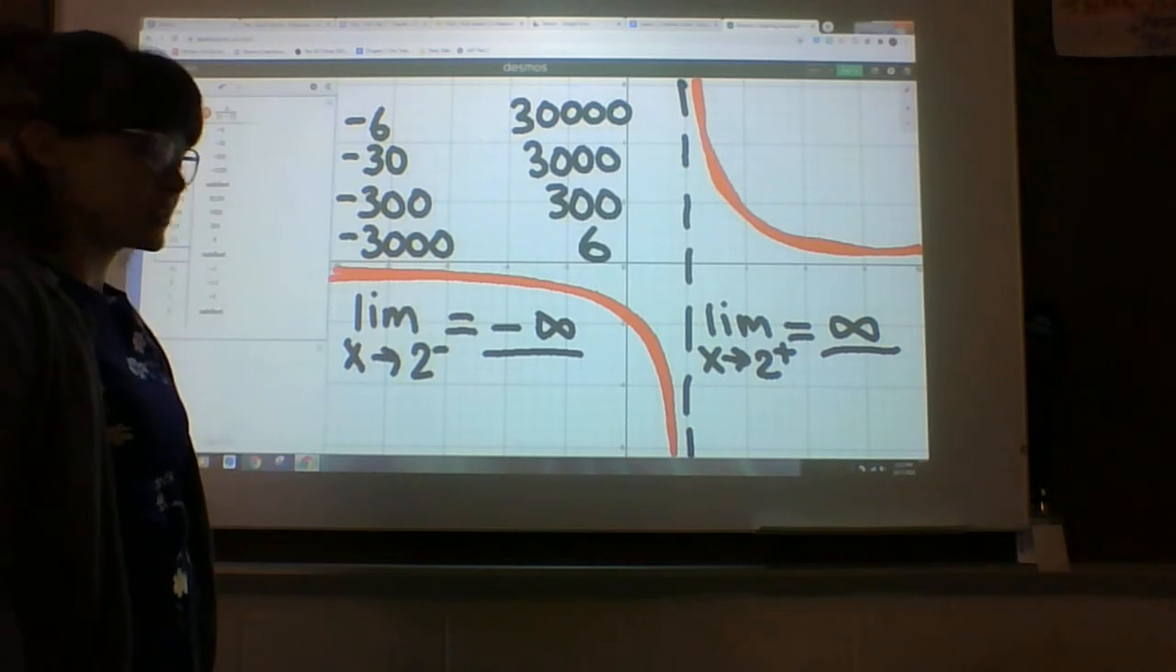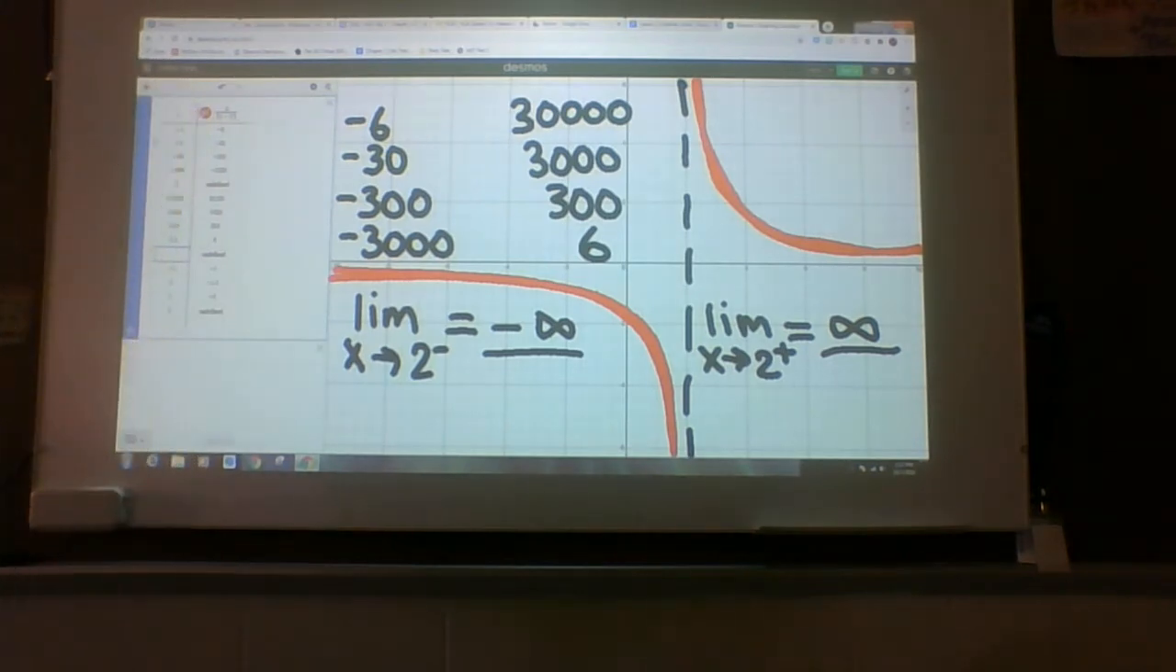Okay, so that's the first part. Now I'm going to read some more to you. It says a limit in which f of x increases or decreases without bound as x approaches a number c is called an infinite limit.